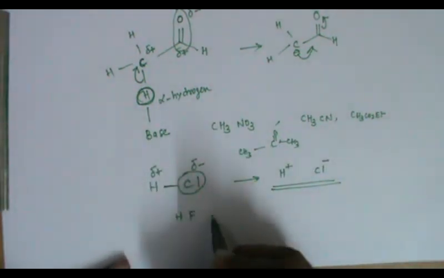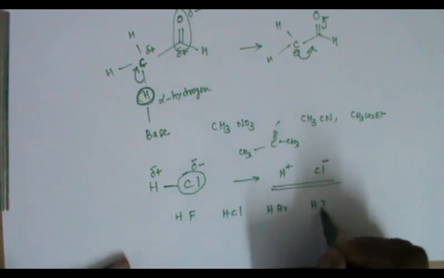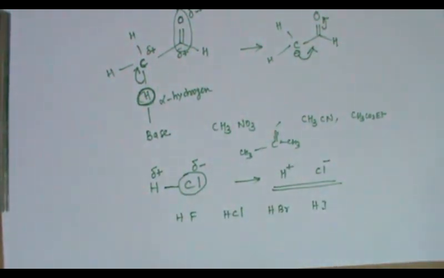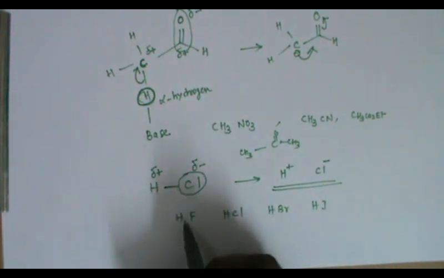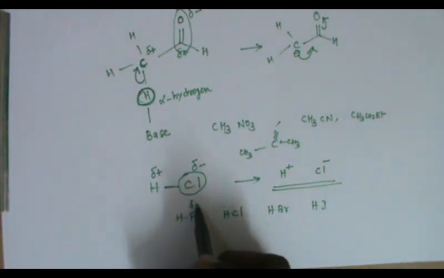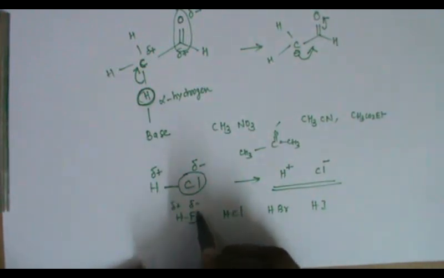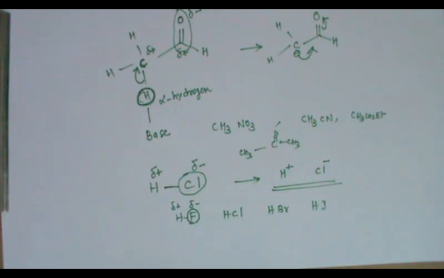I have one question. HF, HCl, HBr, HI: which one will be highly acidic? Whether it is HF or HI. Generally, students think that since fluorine is more electronegative compared to iodine, this will be more del minus and this will be more del plus, so they will get separated to give the H plus. But that is wrong. Here not only the electronegativity, I also go for the size.